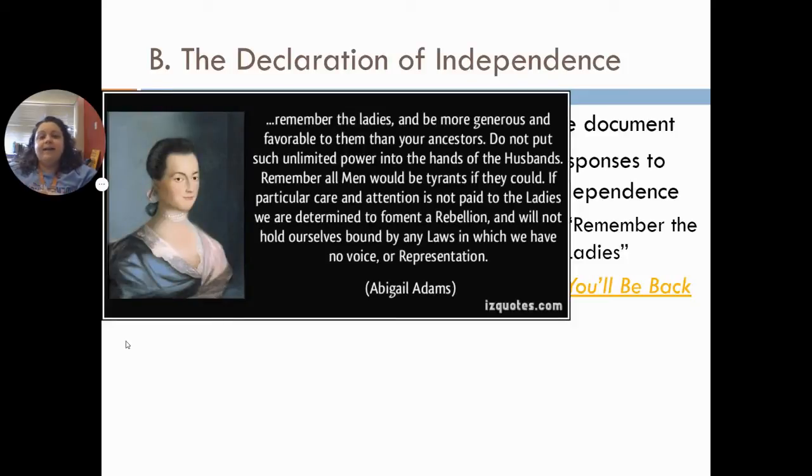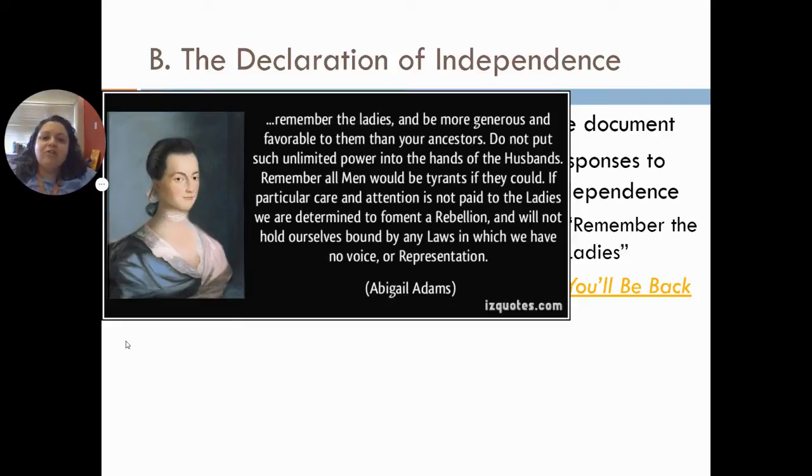So while Thomas Jefferson, Ben Franklin, and John Adams are writing this document as colonists for independence, Abigail Adams and John Adams had tons of letters back and forth to each other, and we actually have a lot of them on file still. And Abigail Adams basically urged her husband, while he's drafting this declaration, to remember the ladies. That when you're going to claim this equality statement, don't forget about the ladies. So she says, remember the ladies and be more generous and favorable to them than your ancestors.